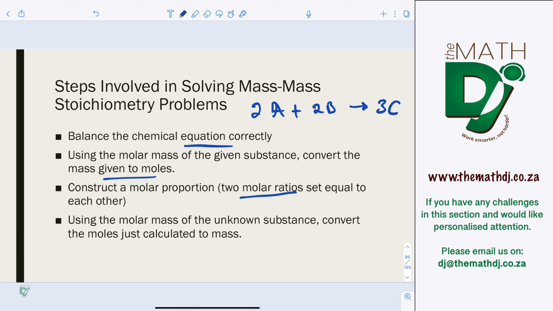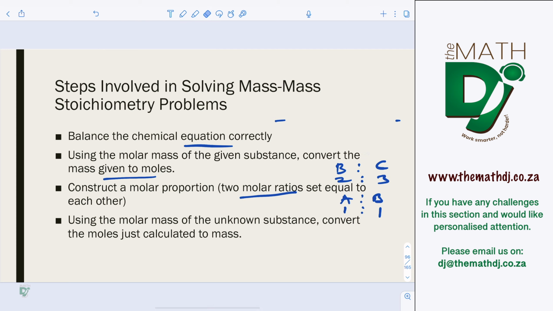let's say you're comparing A and C. You know that for A, you need 2 moles to form 3. This is what they mean by molar ratios. And for B you can also do it, B and C, so it will be 2:3. For A and B, it's 1:1, because the 2 just simplifies to 1:1. So these are what they mean when they talk about ratios.